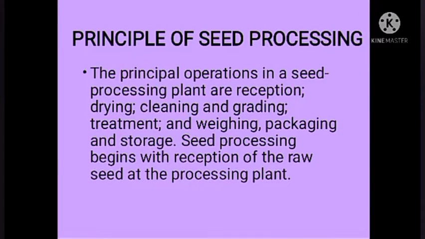Next is principle of seed processing. The principal operations in a seed processing plant are reception, drying, cleaning and grading, treatment and weighing, packaging, and storage. Seed processing begins with reception of the raw seed at the processing plant.